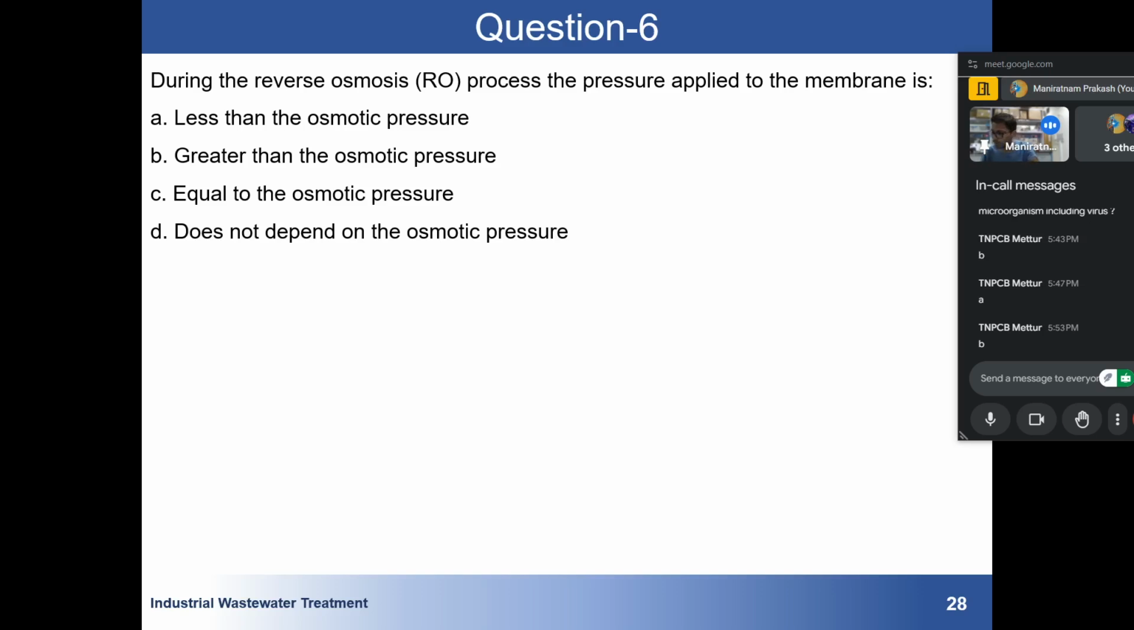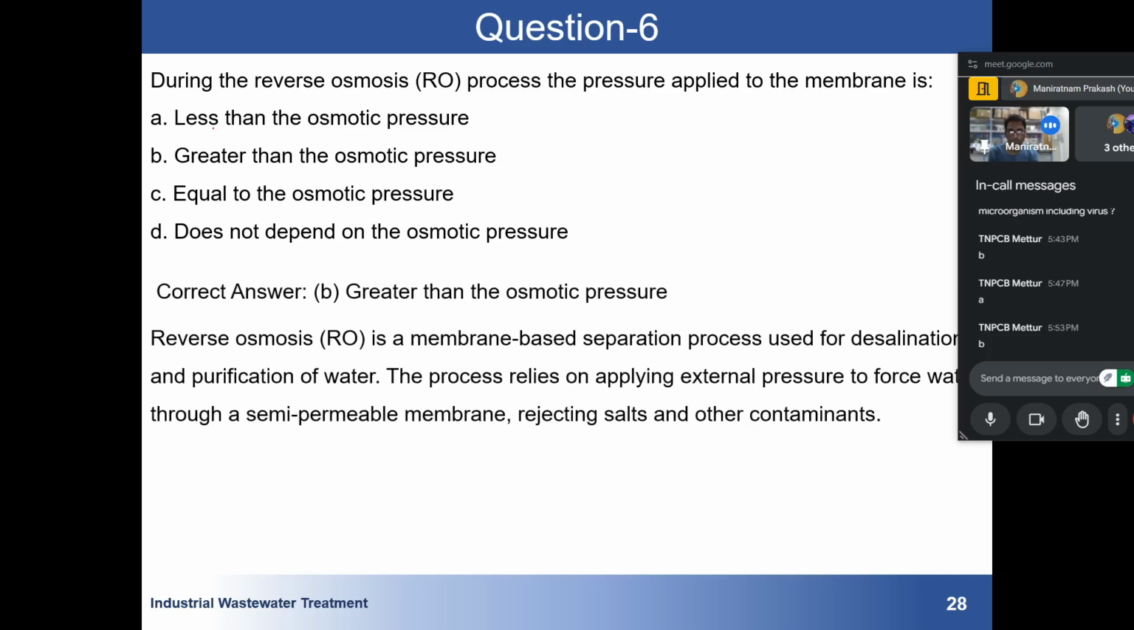B. We got one answer, that is B. Greater than osmotic pressure. Let's see. The correct answer is greater than.